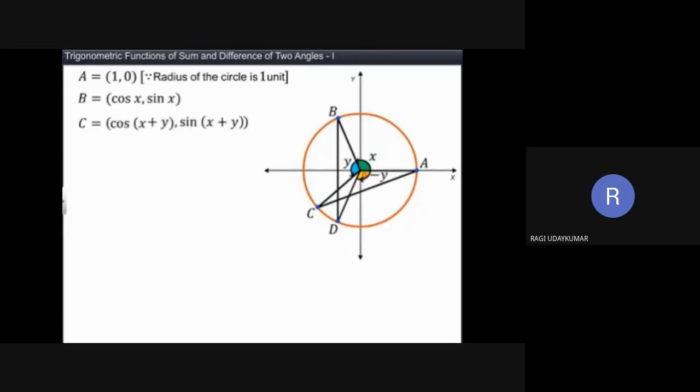In the same way, for the coordinates of C, A to C, what is the angle you are getting? x plus y. In the anti-clockwise direction it is making an angle of x plus y. Then the coordinates of C are cos(x plus y), sin(x plus y). And in the same way, the coordinates of D are cos(minus y), sin(minus y) in the clockwise direction.